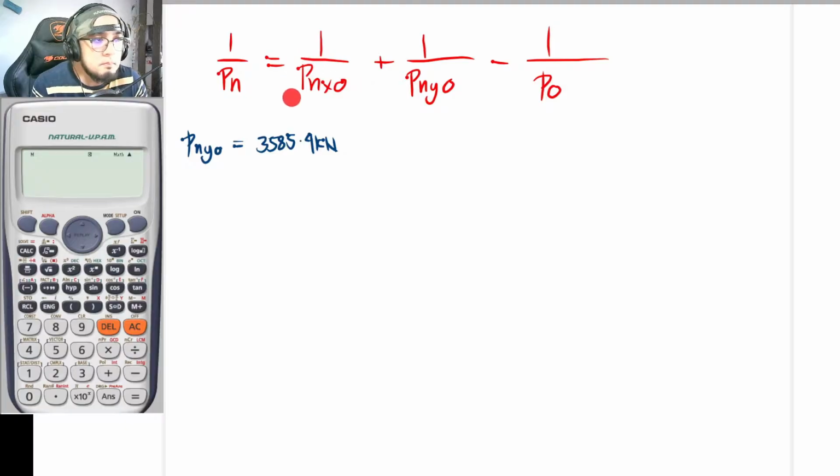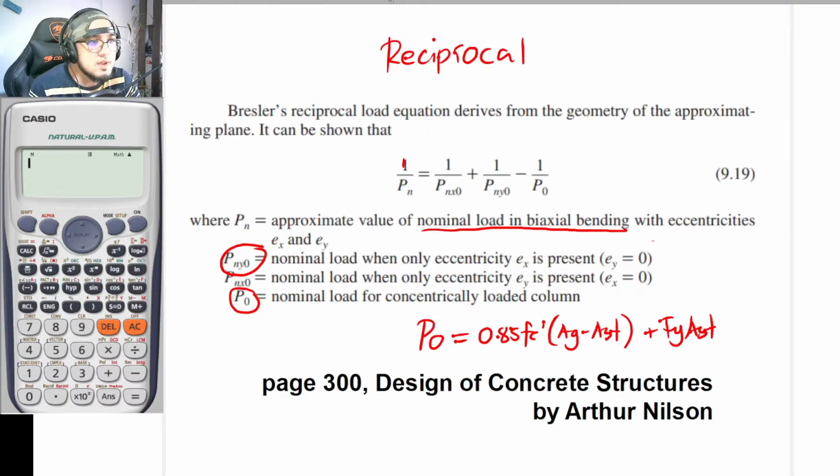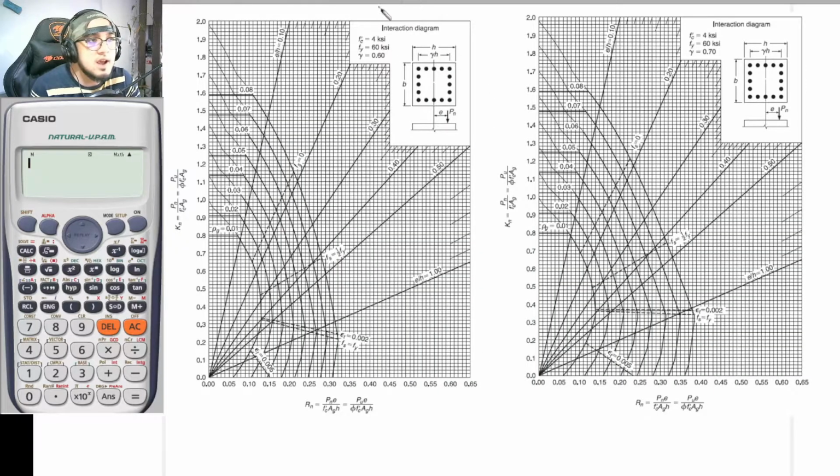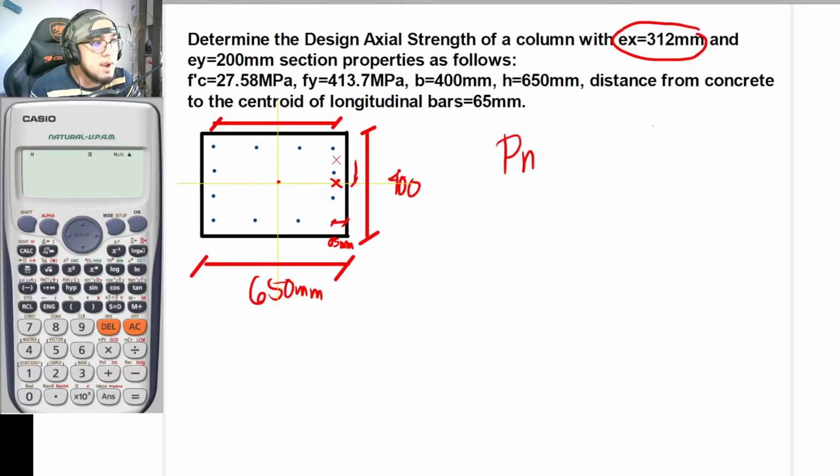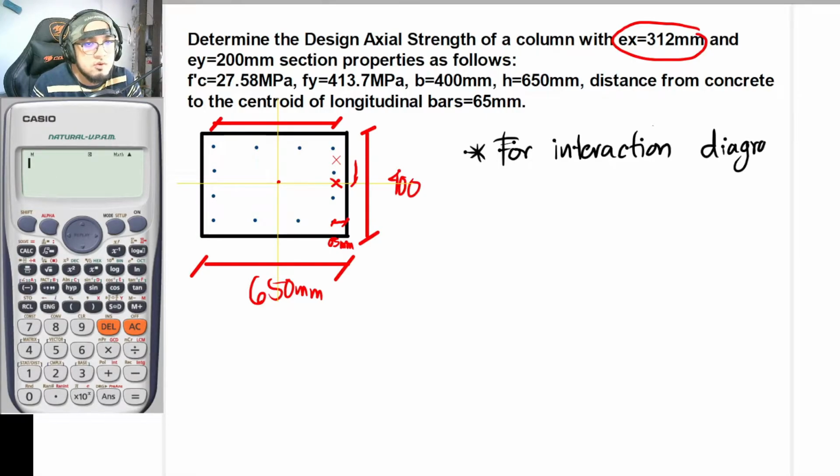Okay, but what about for Pnx? So, ito hindi pa natin nasosolve dati. Okay, so now, gamit ulit tayo ng interaction diagrams, no? So, for our interaction diagram, ang kailangan ulit nating malaman, teka, isulat ko na lang dito. Okay, so for interaction diagram, we must solve for these particular values.